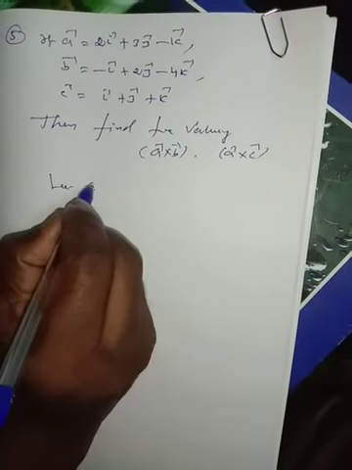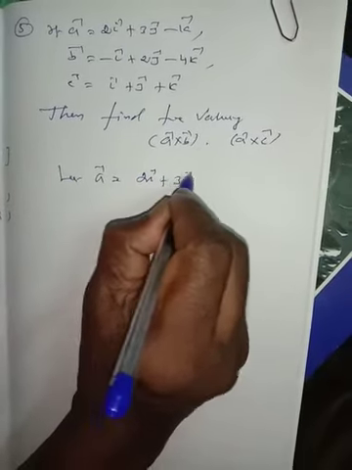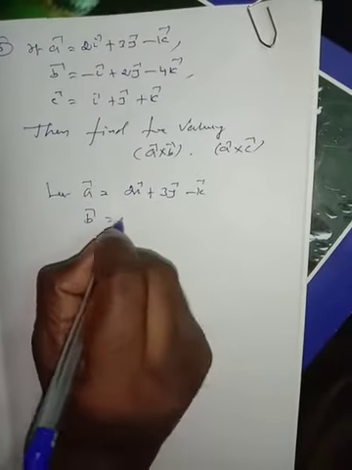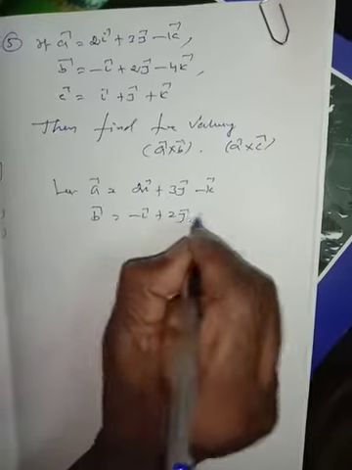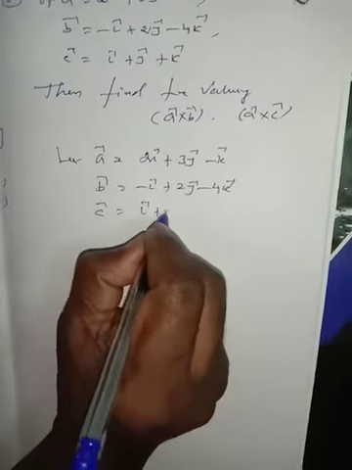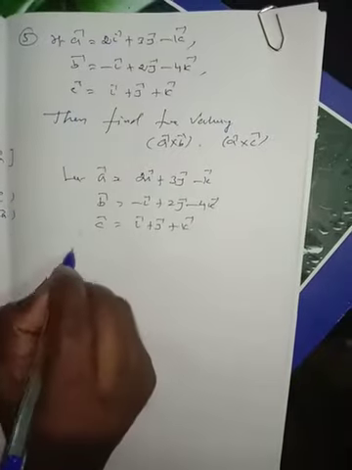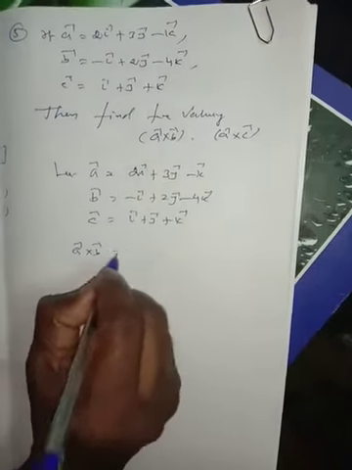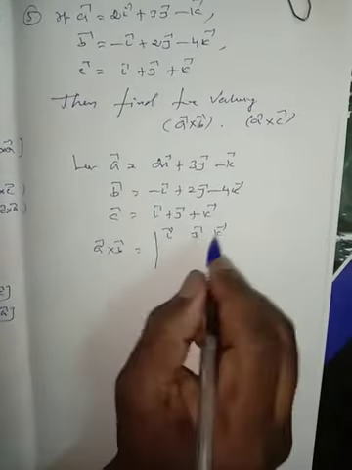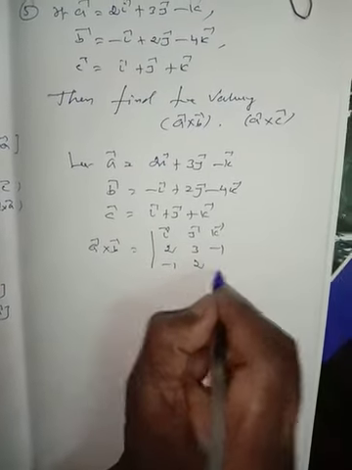Let A vector is equal to 2I vector plus 3J vector minus K vector. B vector is equal to minus I vector plus 2J vector minus 4K vector. C vector is equal to I vector plus J vector plus K vector. First to find A cross B. A vector cross B vector is equal to the determinant with rows I vector, J vector, K vector; 2, 3, minus 1; minus 1, 2, minus 4.